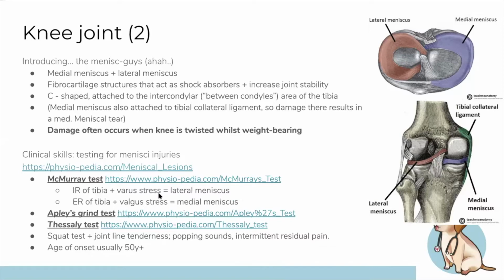For clinical skills, I'd really recommend you guys use Physiopedia, like Radiopedia before physios. They give you a lot of good videos and explanations on how to test for different ortho stuff like this. But just quickly, McMurray test, Apley's grind test, Thessaly test. We'll go over this in a couple of weeks, but those are different tests we use for menisci injuries.